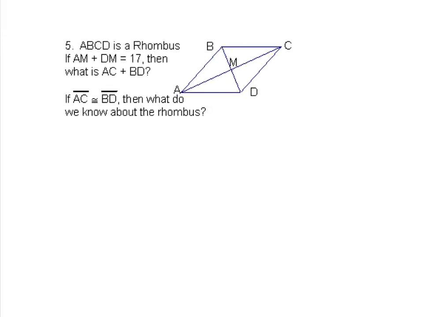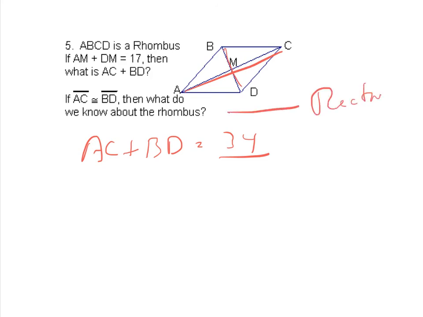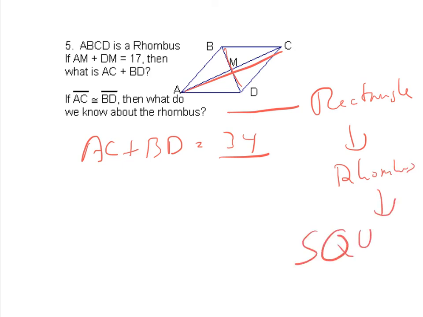Why don't you guys try this one at home right now? Give it a go. This is our last one. Okay, you should have found that AC plus BD is equal to 34. That is because the diagonals of a rhombus bisect each other. If AC is equal to BD, then we would know that this thing is a rectangle. And a rectangle that is a rhombus is also a square.